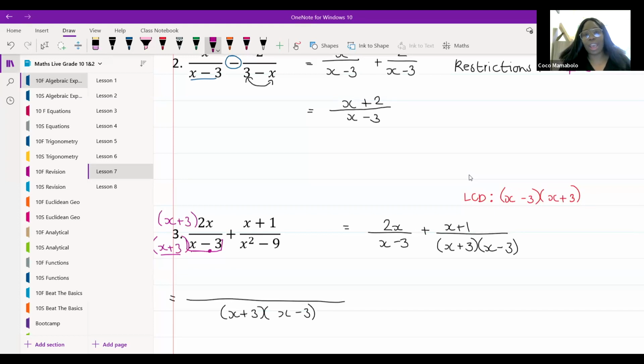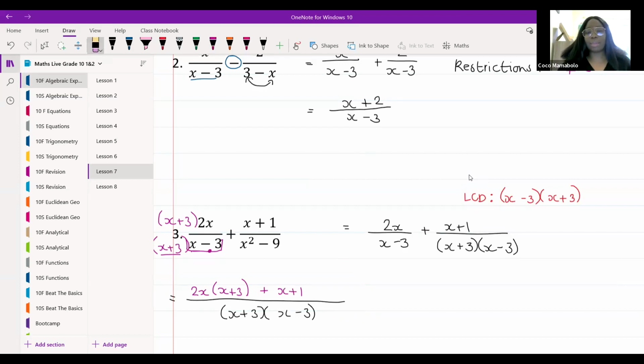So what I actually have over here is 2x, in brackets, multiplied by x plus 3. Now, I know that x squared minus 9 factorizes to x plus 3, x minus 3, so there's nothing missing from my denominator here. I don't have to do anything to the top. I can just leave it exactly the way it is, so I'm just going to write plus x plus 1. That's the first thing I'm going to do.